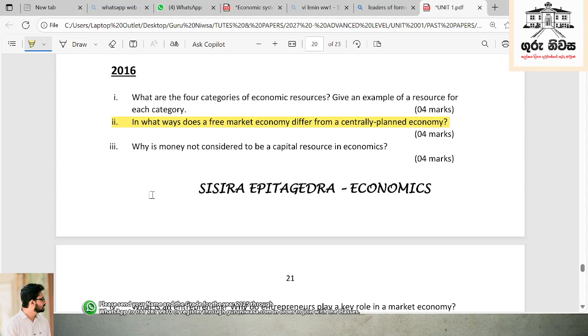The first one is simple: in what ways does a free market economy differ from a centrally planned economy? 4 marks. If you want, you can use a table having 2 columns, one side free market, other side central plan, or you can explain differences paragraph-wise.